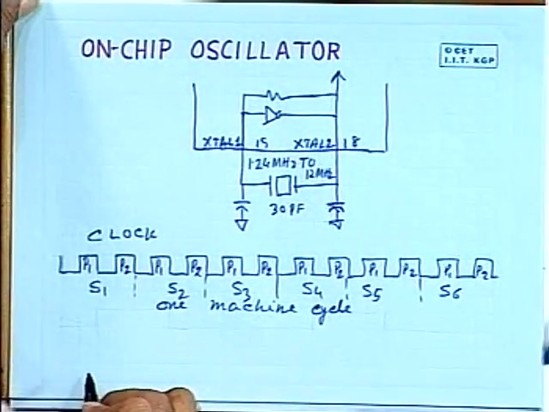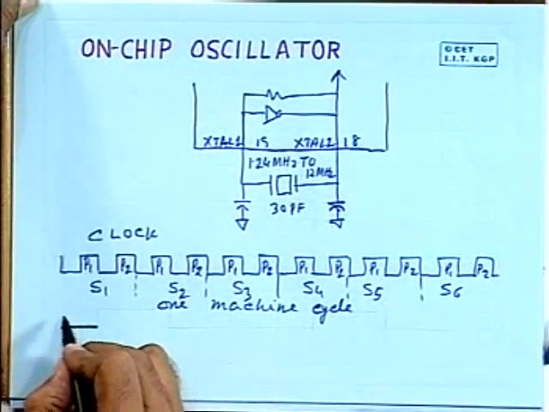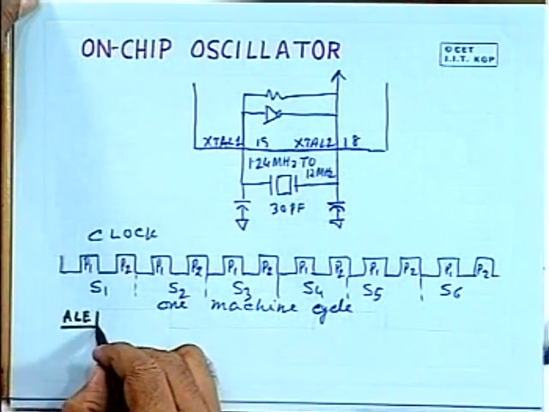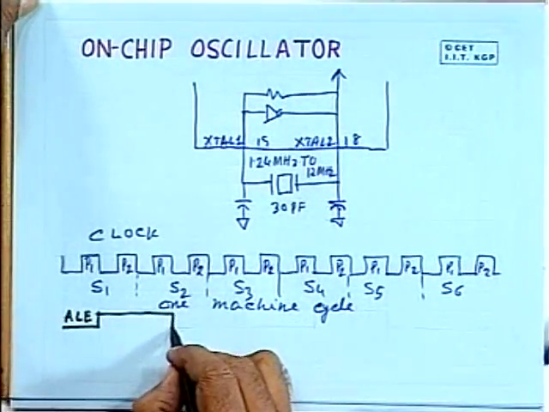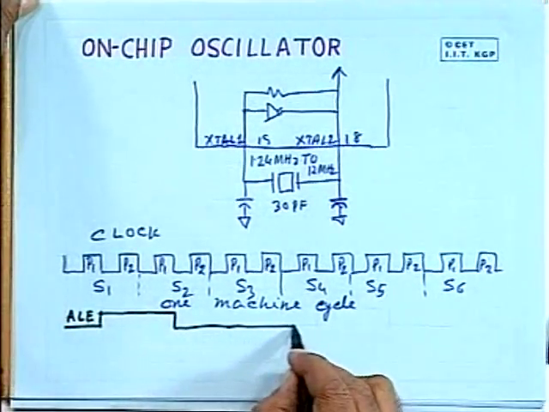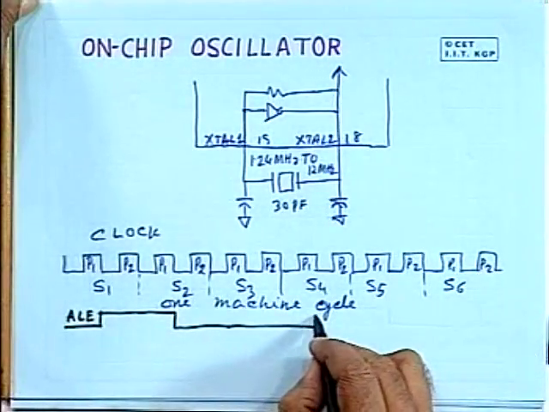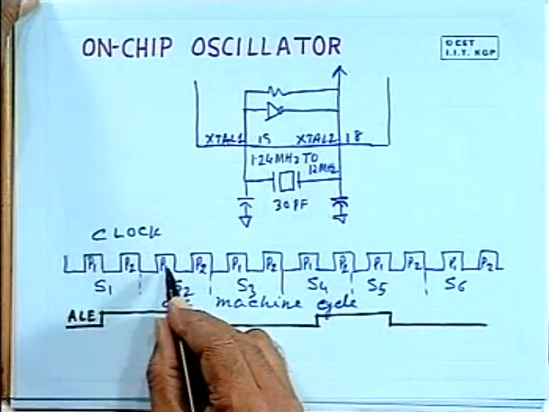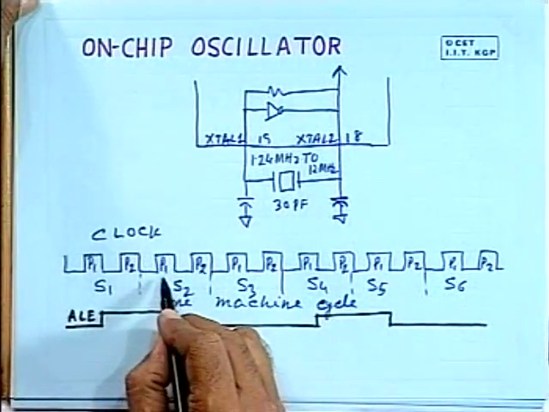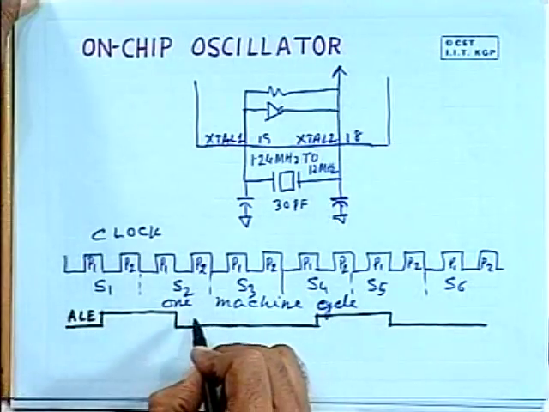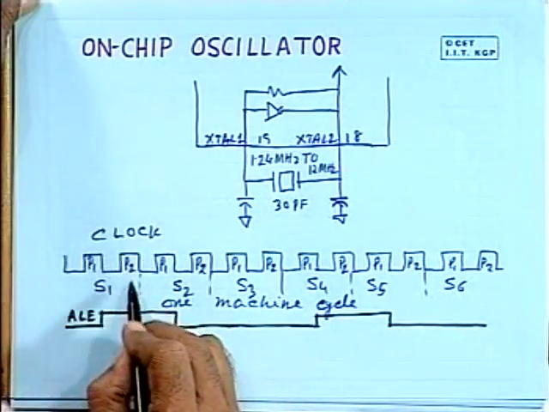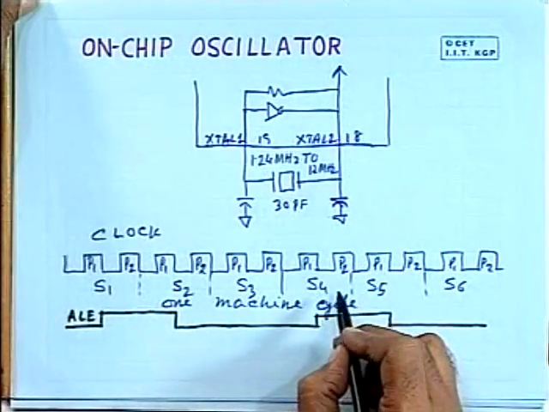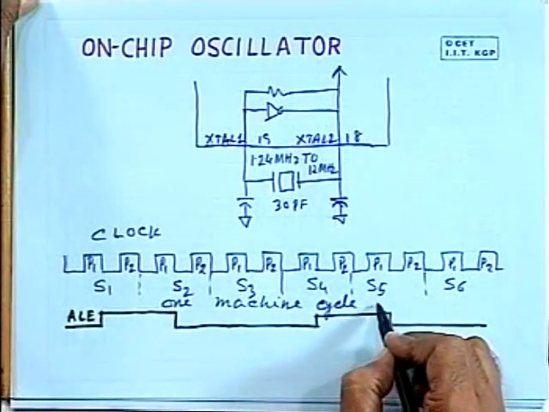And there are two ALE signals. ALE signals are generated for latching the address for fetching instructions. There are two ALEs which are generated within a single machine cycle. So this is one ALE and this is another ALE. So this is starting from S1P2 to S2P1. Similarly, this one is S4P2 to S5P1.